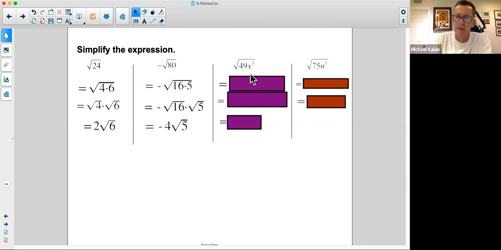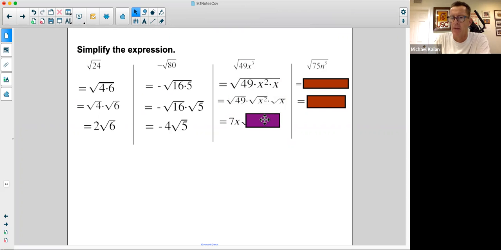We can split this. Can we take the square root of x to the 3rd? No. But if we change it to x squared times x to the 1st, then we can take the square root of x squared, can't we? So what do we end up getting? Square root of 49, which is 7. And what's the square root of x squared? X. And then we can't take the square root of x, so we just leave that like that.